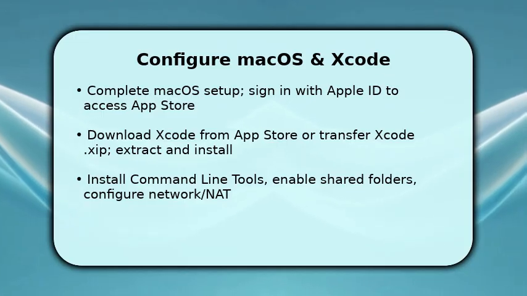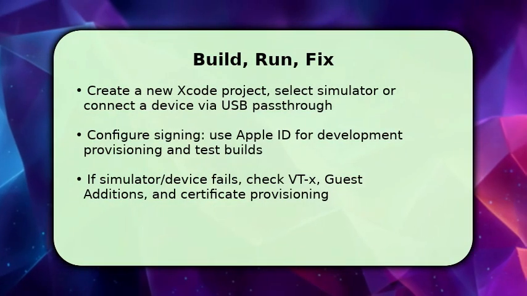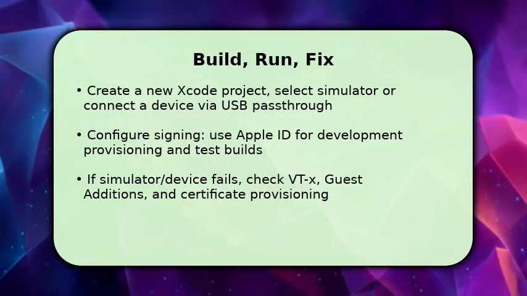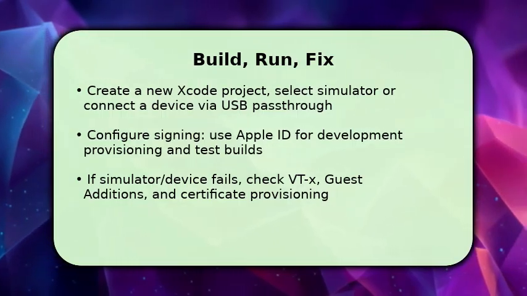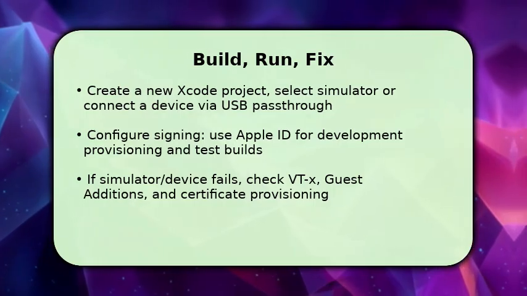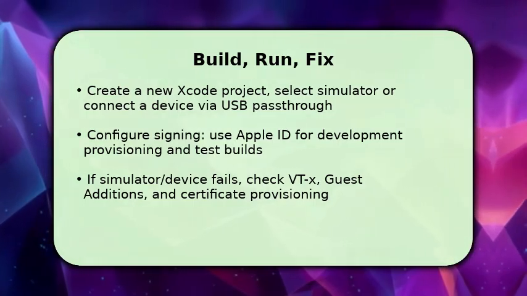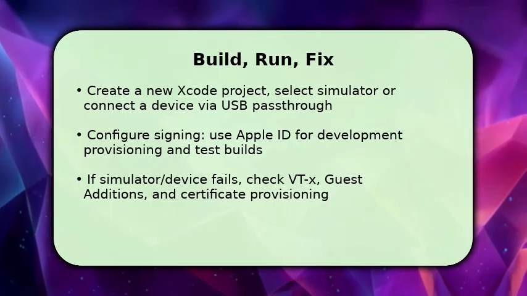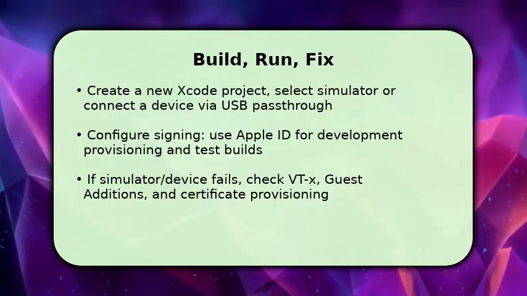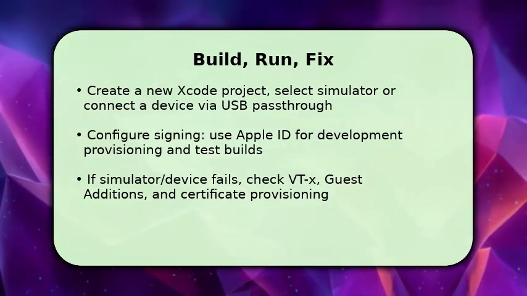You now open Xcode, create a new project, and choose the iOS simulator or a real device using USB pass-through. Build and run to verify toolchain and simulator performance. Make sure you set signing. Add your Apple ID and preferences, create a provisioning profile, and select your team so the app can install.